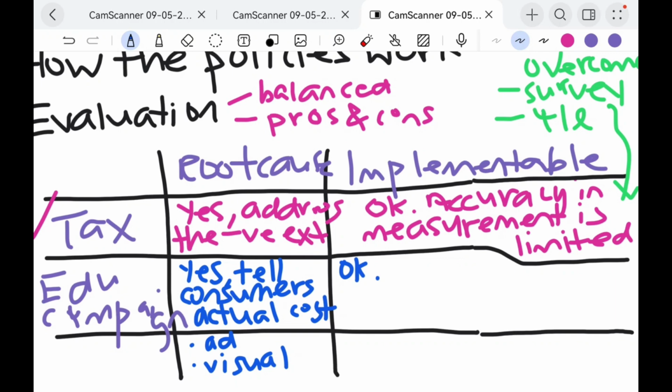So it depends on how convincing the advertisement is to tell the consumer to maybe consume less because it is not good for your skin. So in terms of implementable, you can say it is okay, but talk about some limitations. So you can say it will take a long time because you need to change people's mindset. Or you can say because people's mindsets are difficult to change.